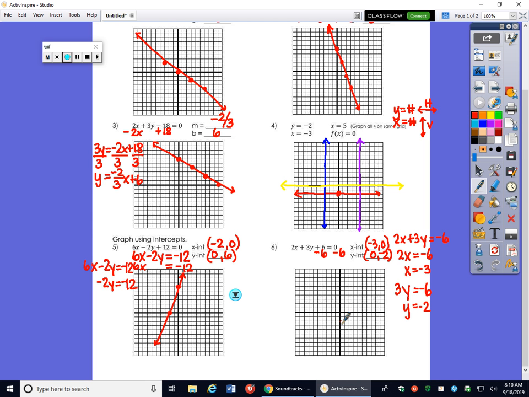So 0, negative 2 for my y-intercept, negative 3, 0 for my x-intercept. I could notice that I go down 2, right 3. I could go down 2, right 3 to get more points on this graph and continue the pattern so that I have more. And we're done.